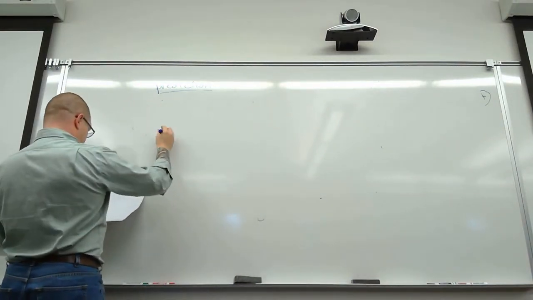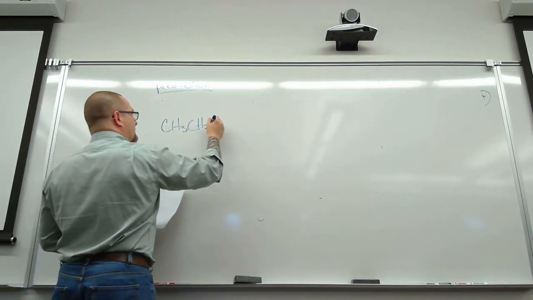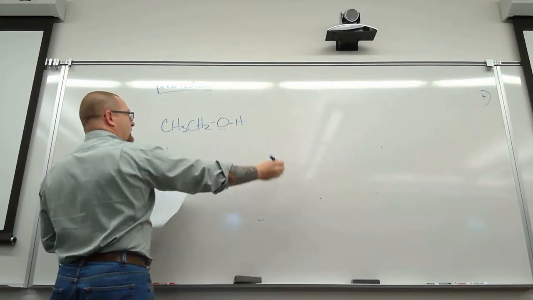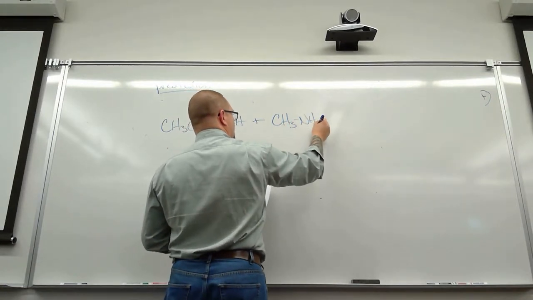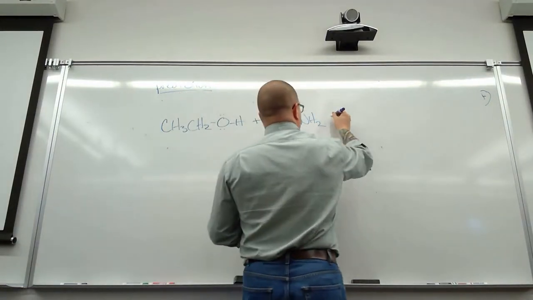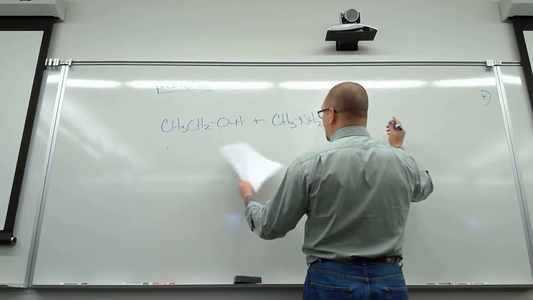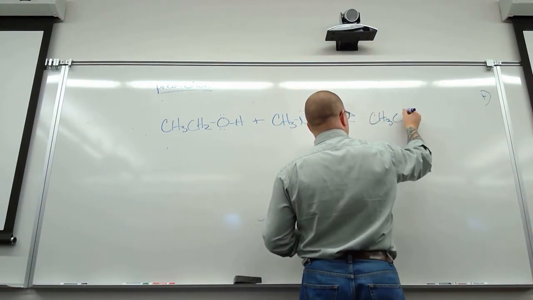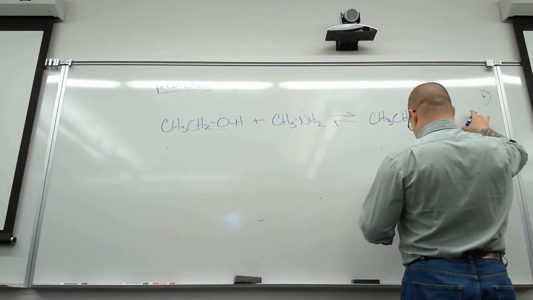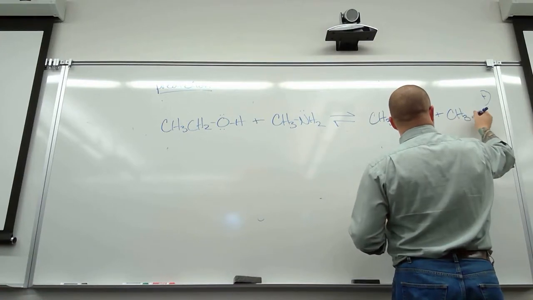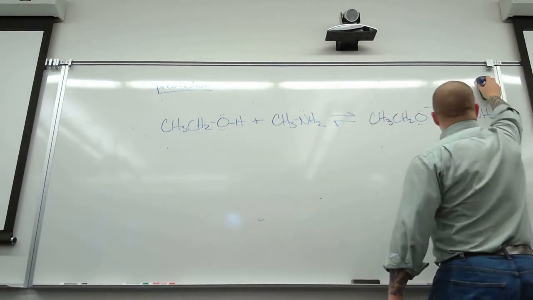Let's say we want to evaluate ethanol plus methylamine, which is in some equilibrium condition with ethoxide, which is the conjugate base of ethanol, and the protonated methylamine, which is the equivalent of ammonium.